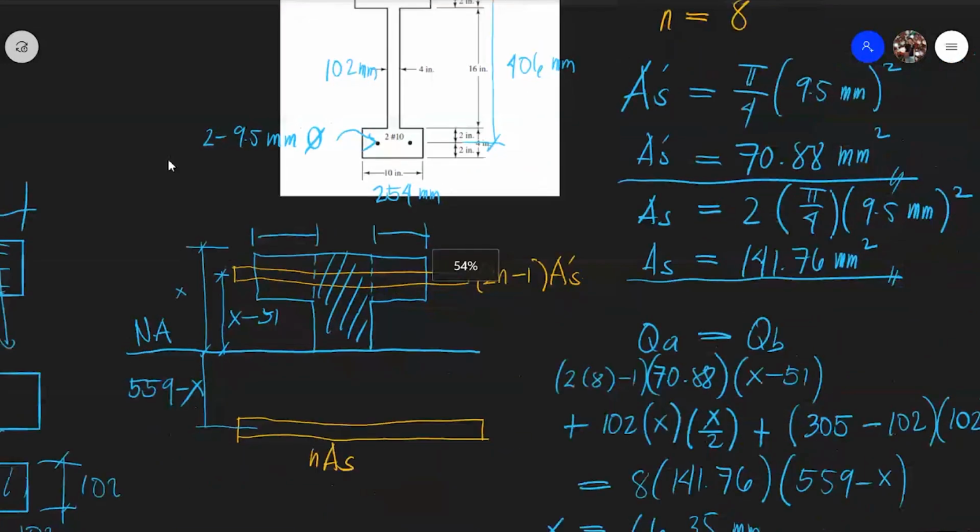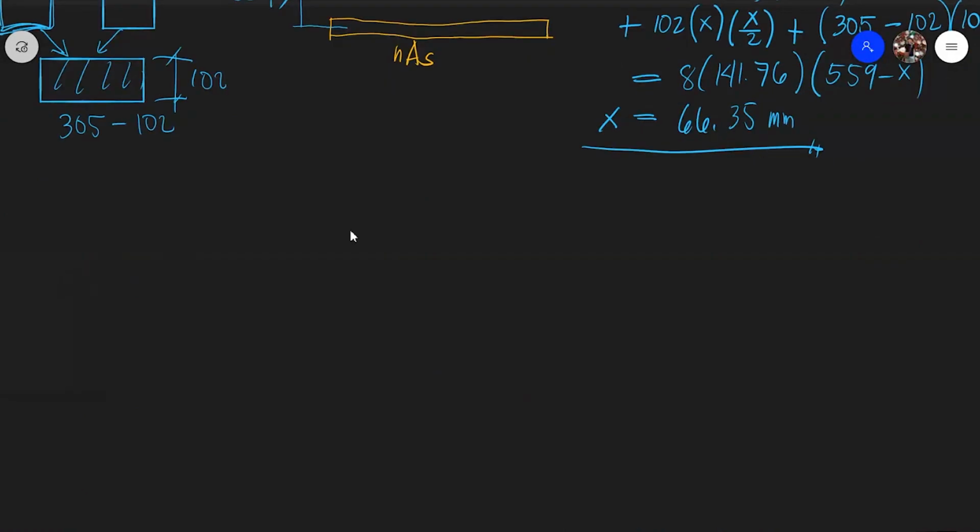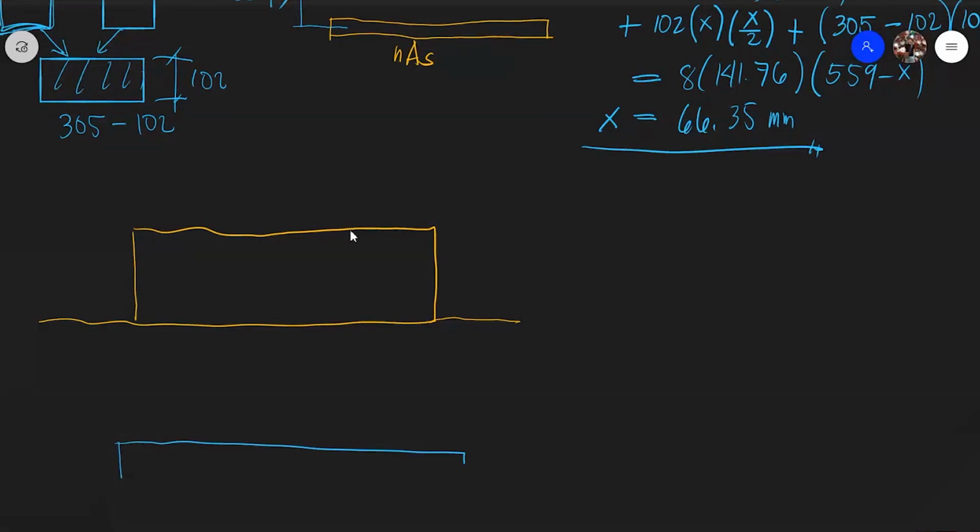So this is the neutral axis, and this is the flange. Here is the equivalent concrete of the reinforcement, still the reinforcement in tension. Somewhere here is the equivalent concrete of the steel reinforcement in compression.